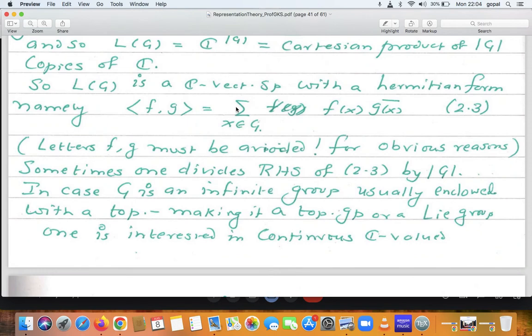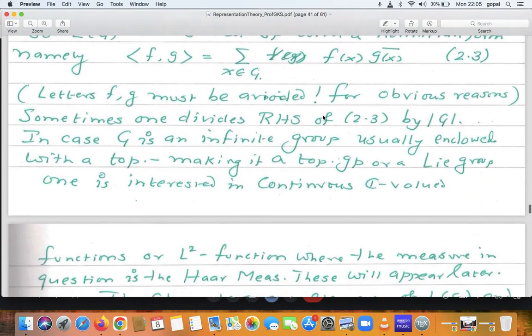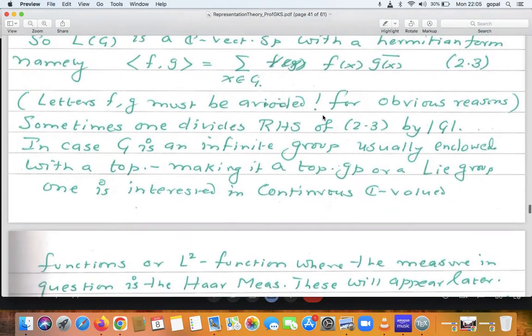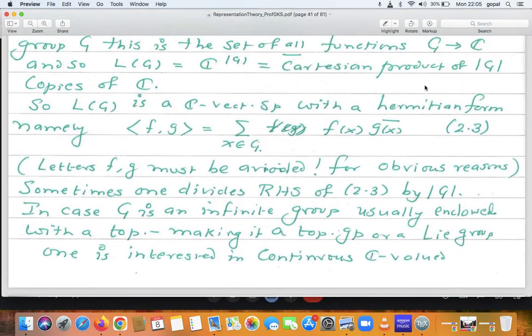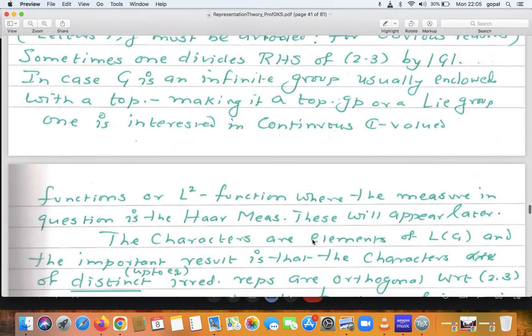In case we are going to be working with a compact group, we'll have to work with some Haar measure or something like that. We won't be interested in all functions. We'll be interested in continuous functions. We'll be interested in L2 functions, whatever.